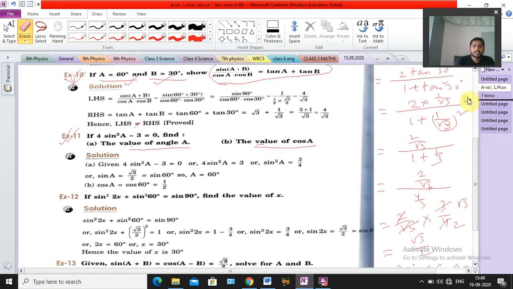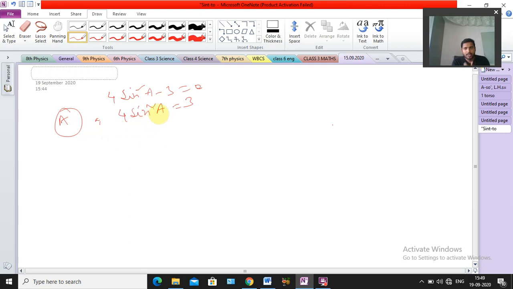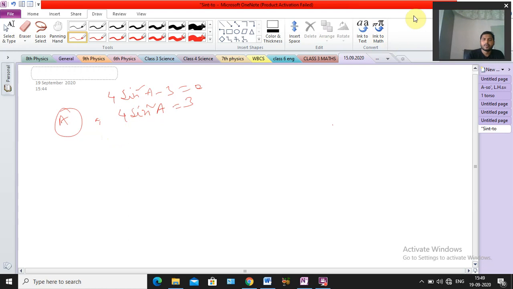So if 4 sin square A minus 3 equal to 0 is given, write it: 4 sin square A minus 3 equal to 0. This one is given. Then find the value of angle A. This is the question. So that means we can write 4 sin square A equal to 3. We can write it, understood? Next.